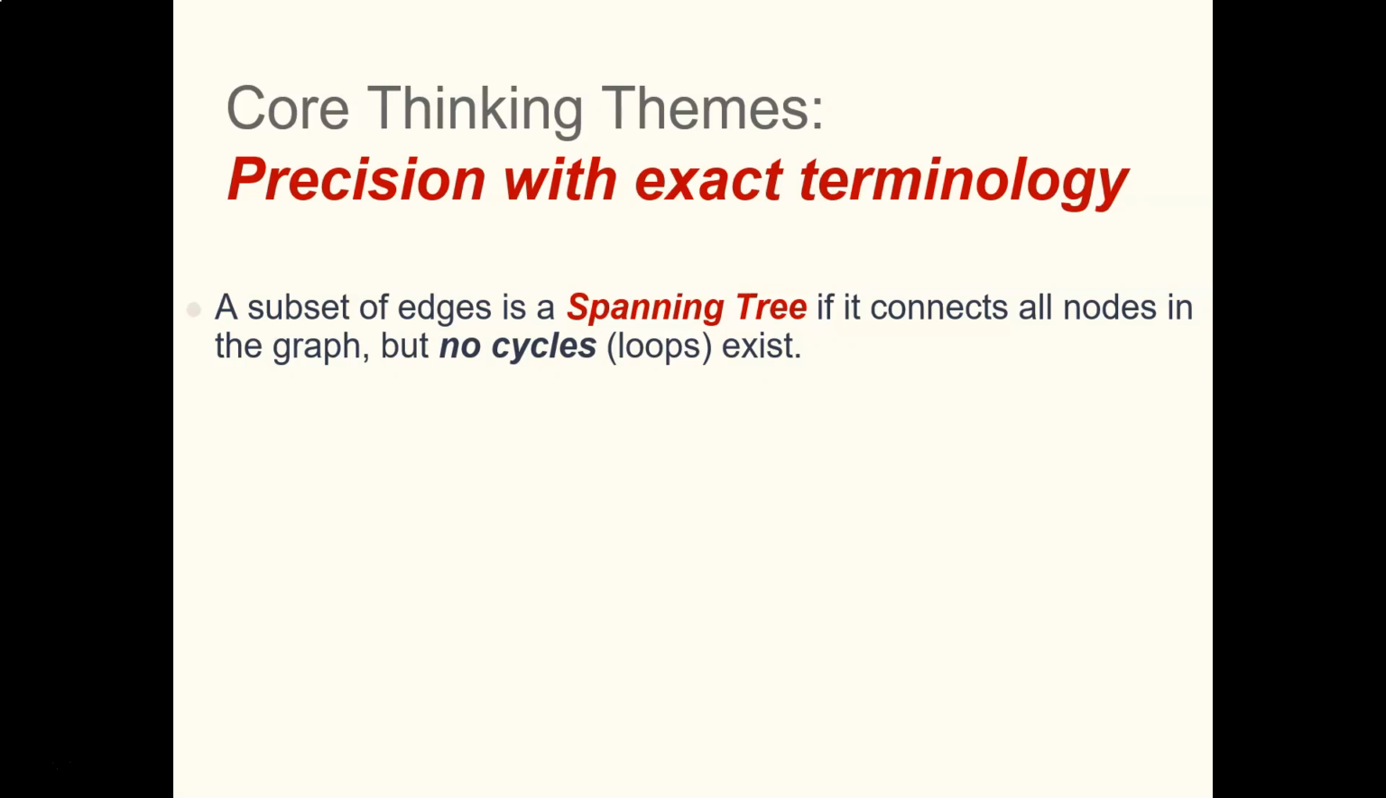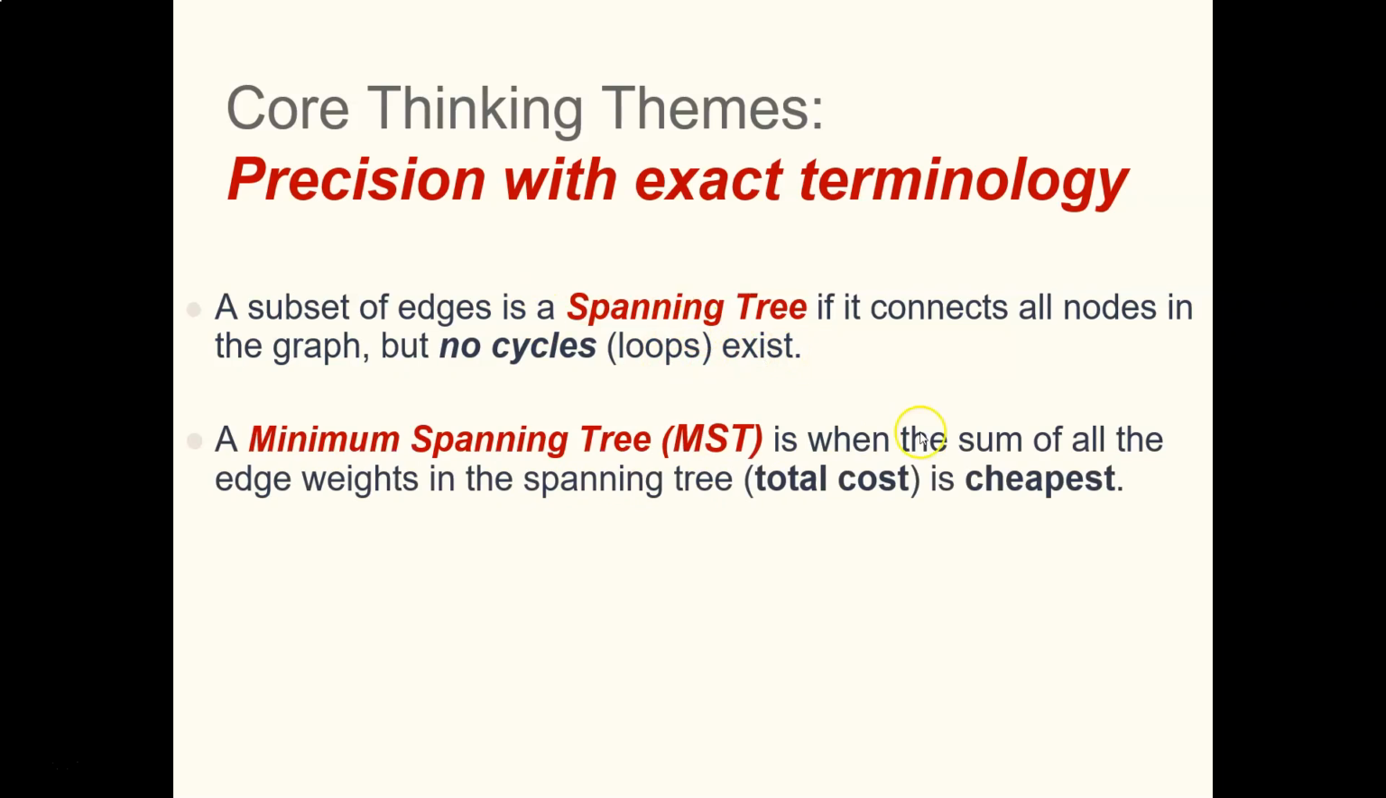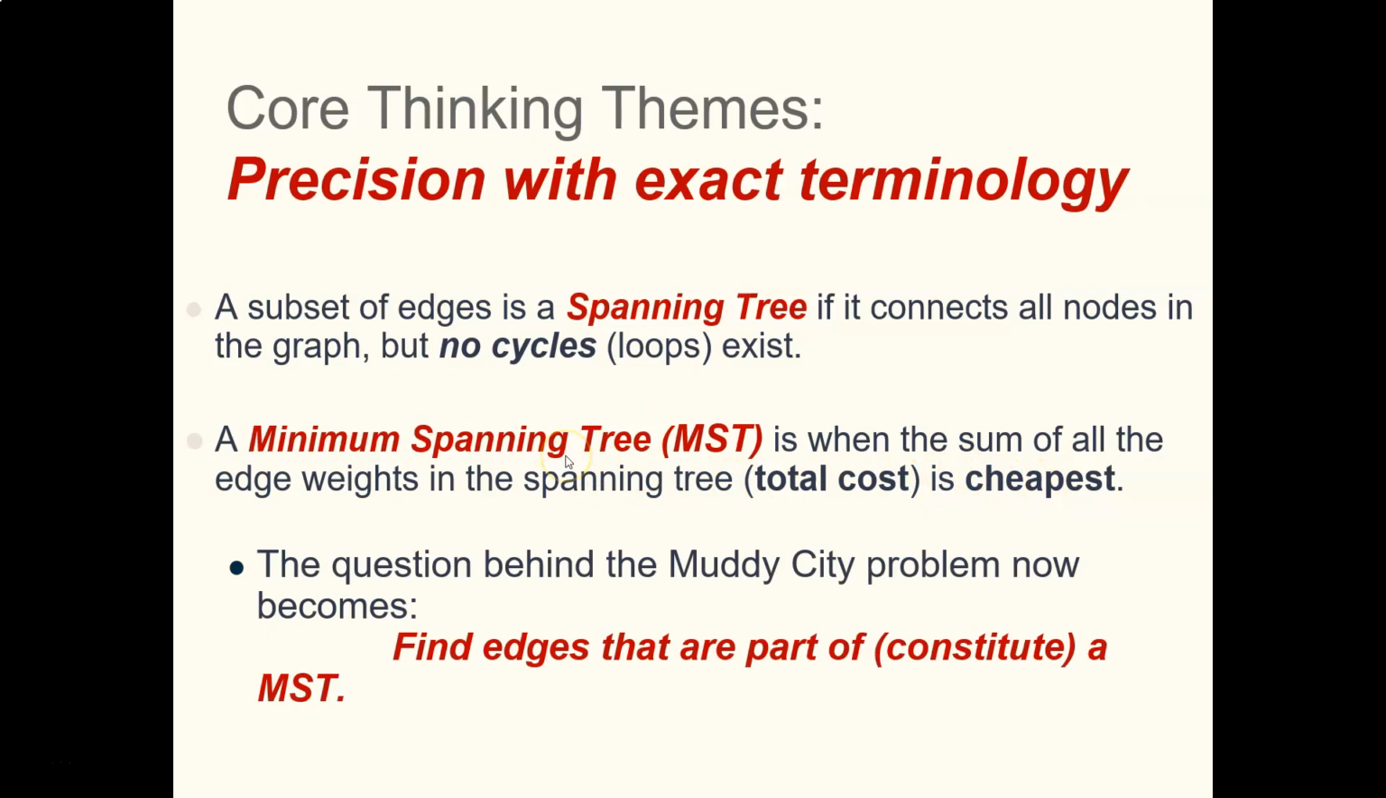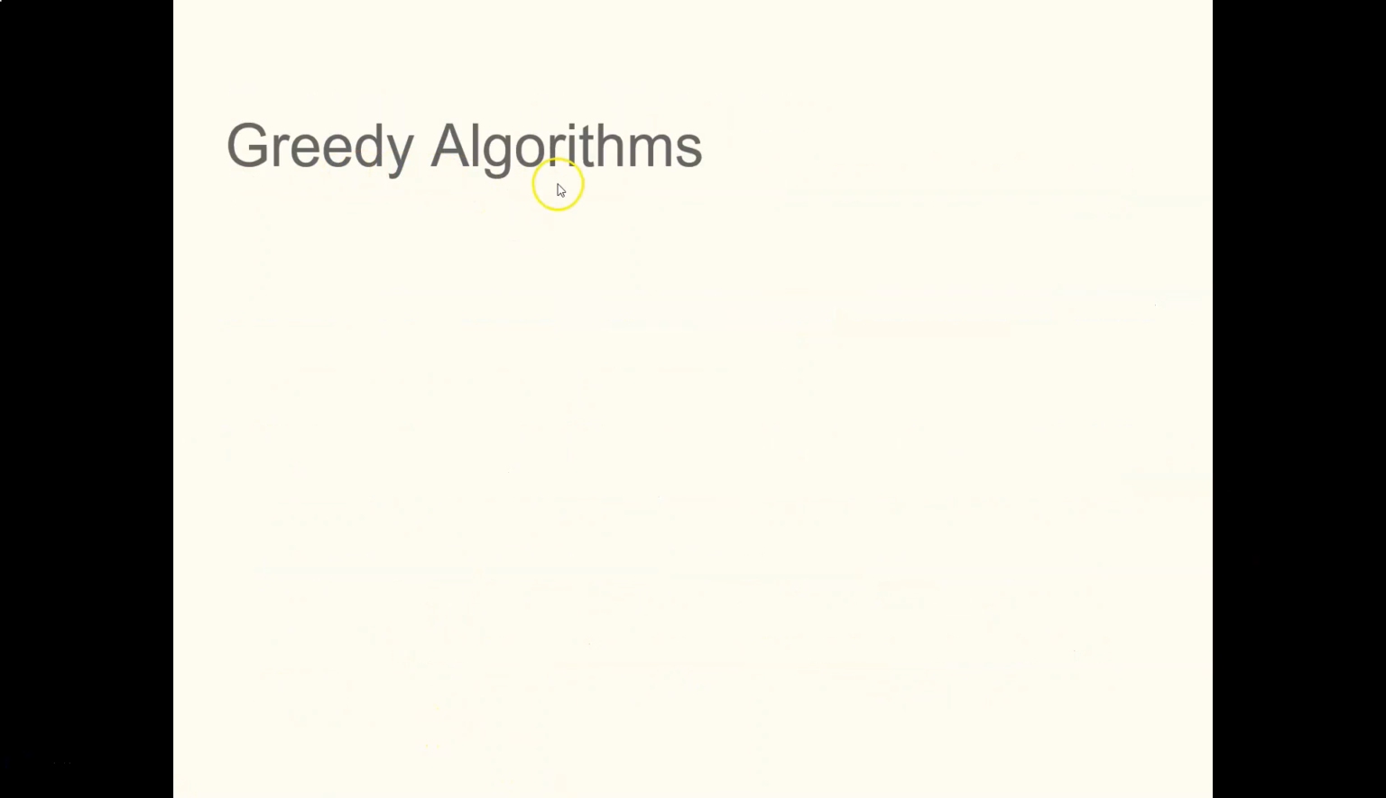By the way, a graph can have various trees, right? And a tree that contains a subset of edges of a graph is called a spanning tree. So as we saw, a graph can have various spanning trees, and we call a tree a minimum spanning tree if the total cost is the smallest, the cheapest. So the question behind the muddy city problem now becomes: find the edges that constitute the minimum spanning tree. Greedy algorithms. Like I said, a graph may have a large number of spanning trees.